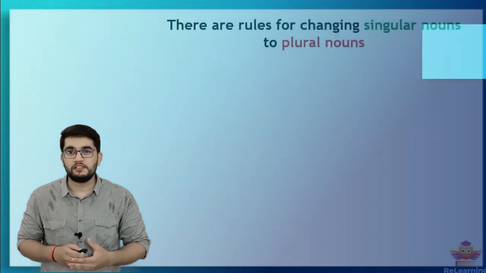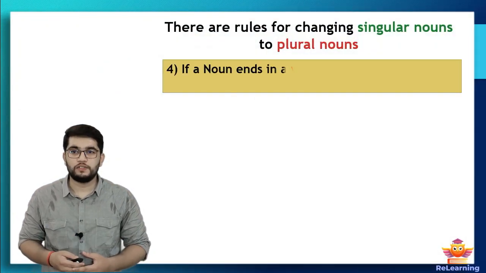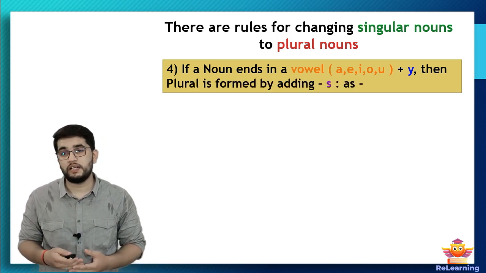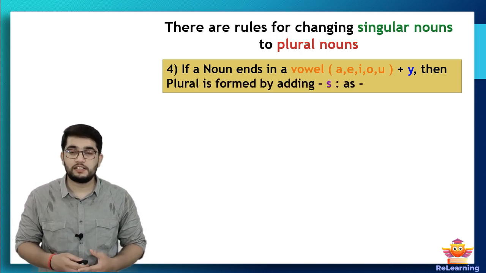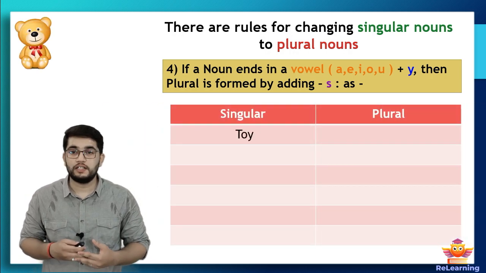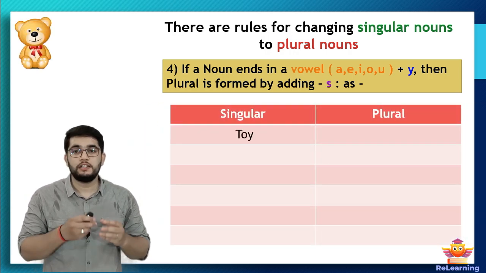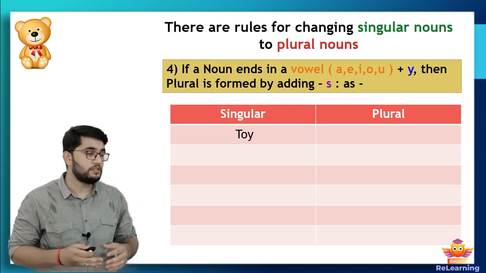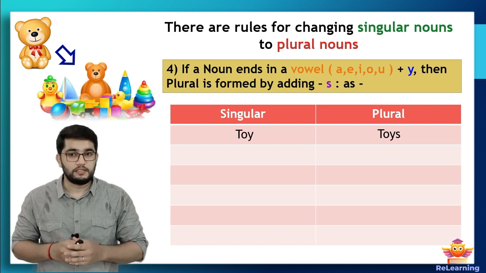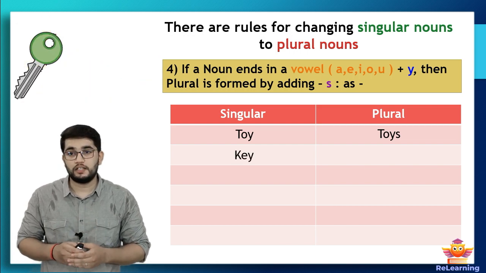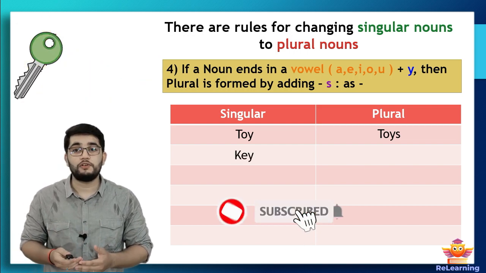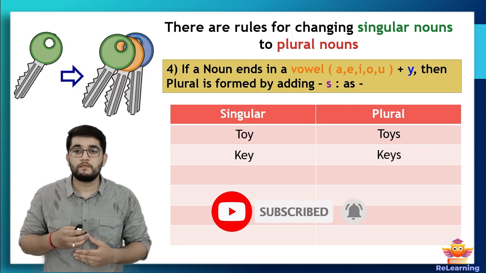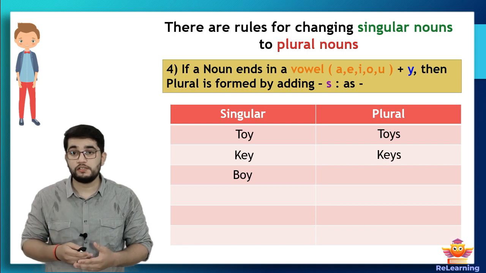The next rule is, if a noun ends in a vowel, that is a, e, i, o, u plus y, then the plural is formed by adding s to it. The first example here is toy. Now here in this example toy, you can see there is a vowel and it also ends with y. So toy becomes toys. Let's see the next one, that is key. Here also vowel plus y, so we have to add s. So key becomes keys. Then boy becomes boys.